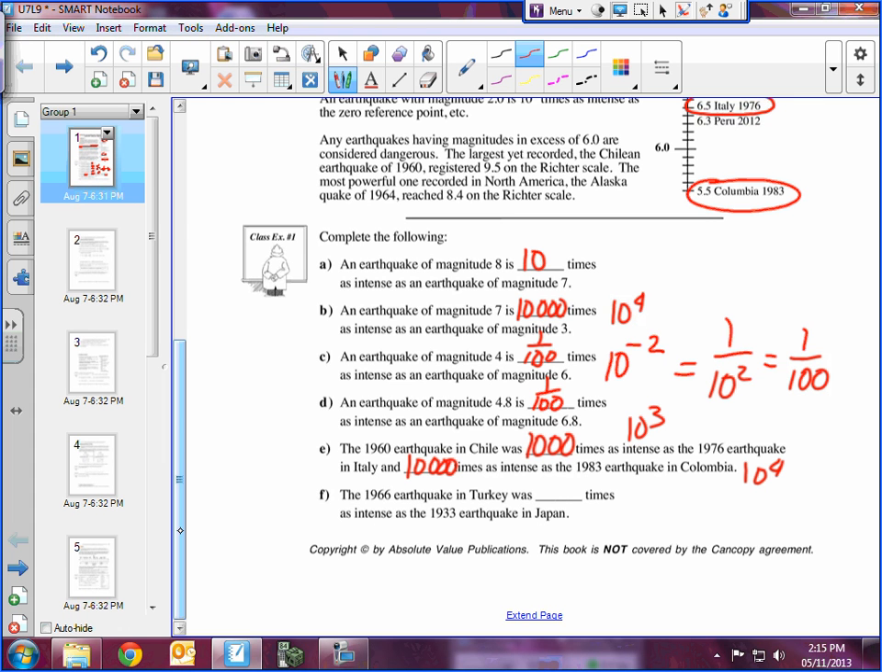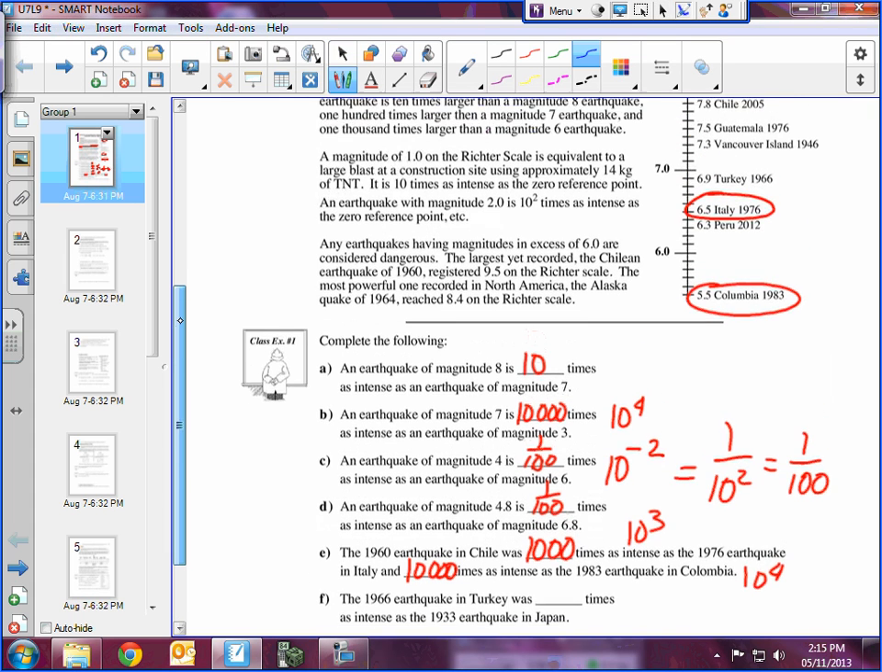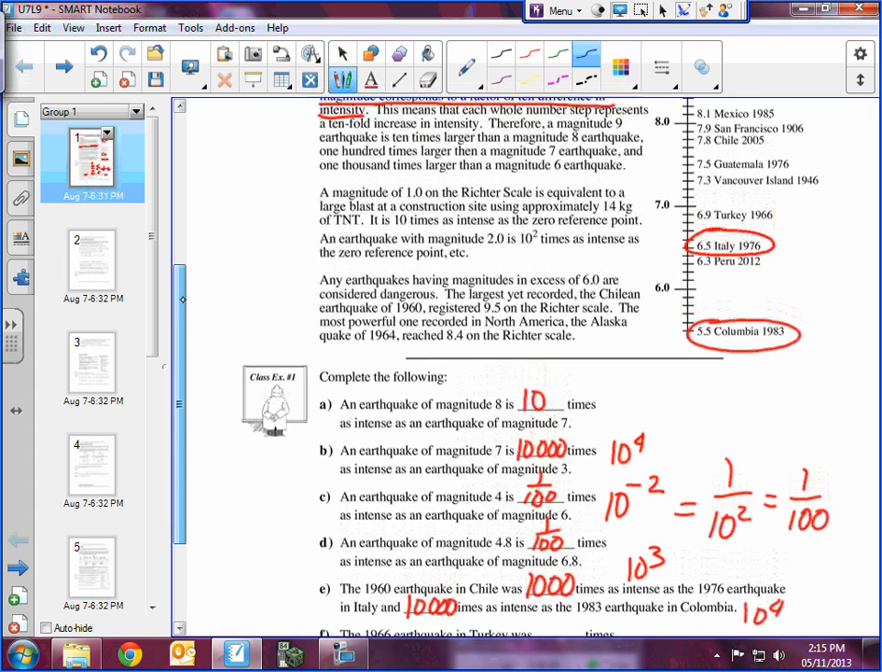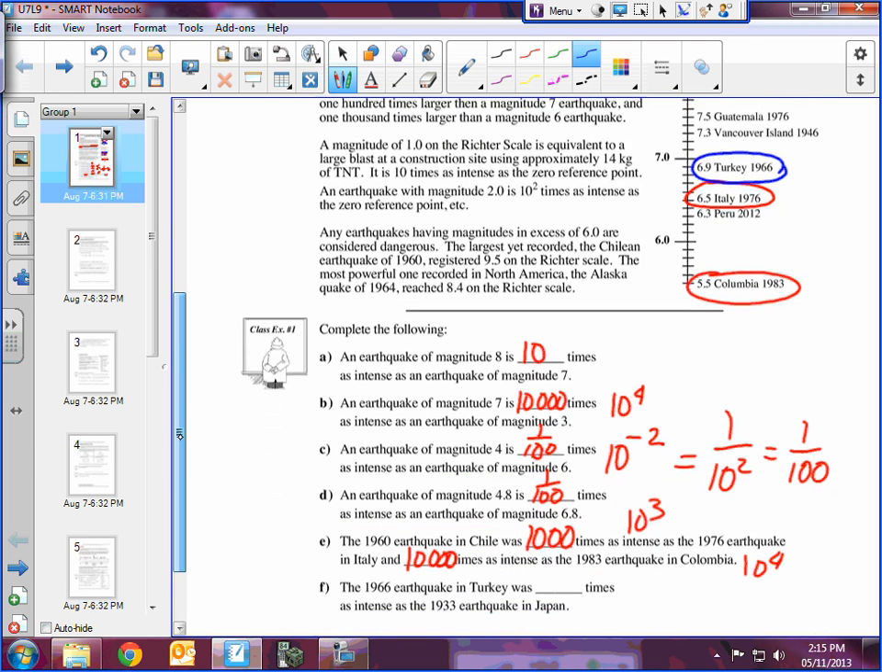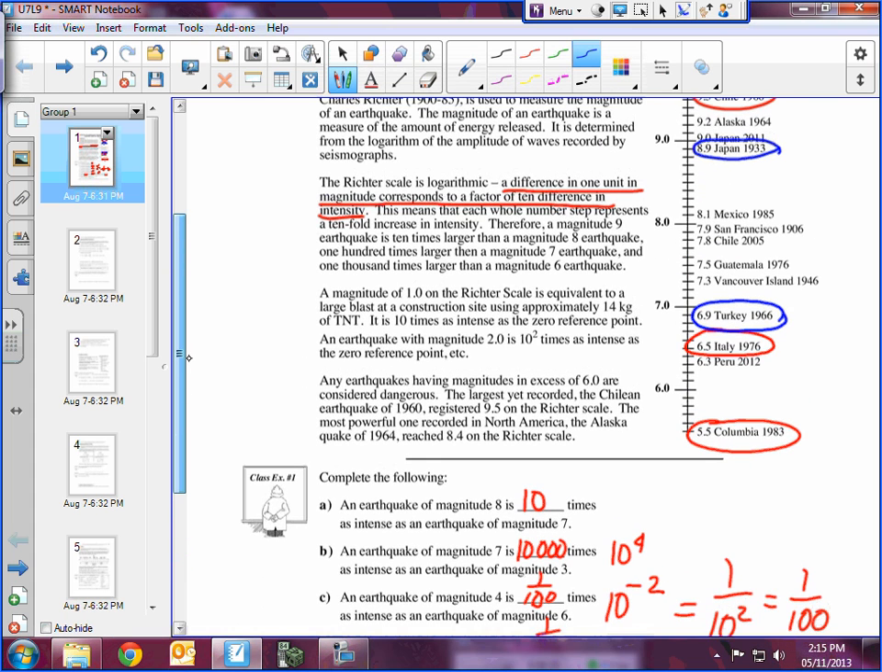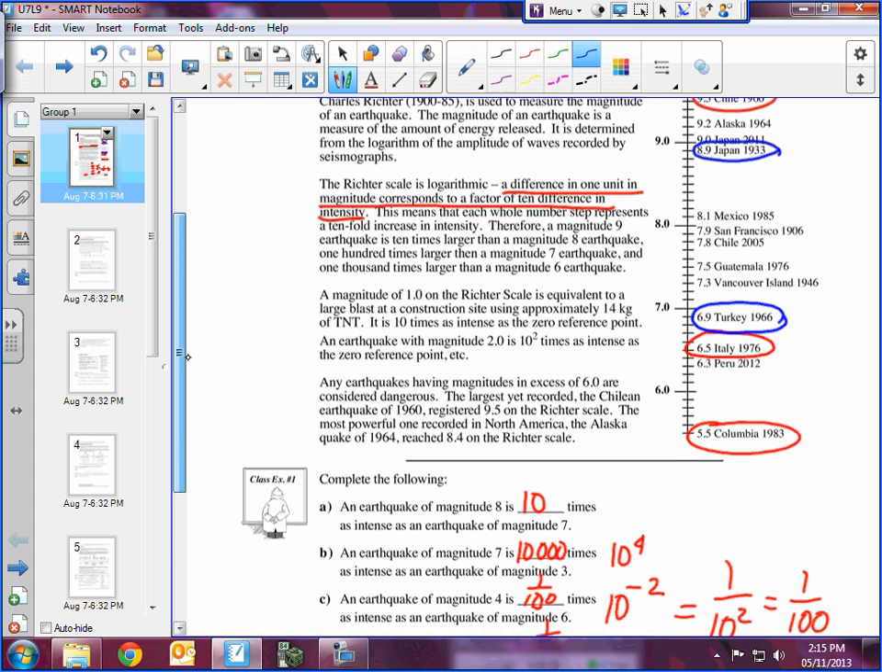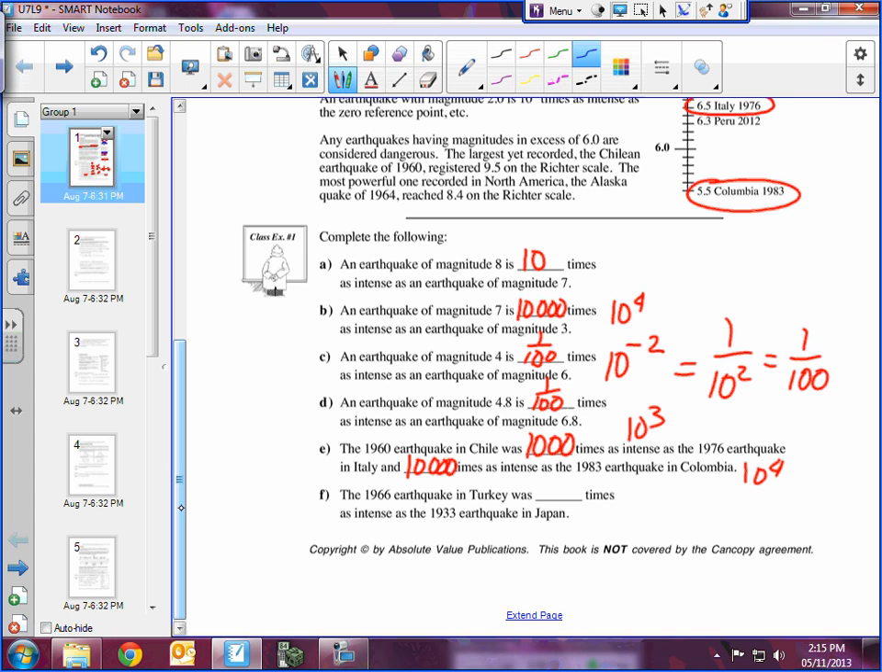The 1966 earthquake in Turkey was how many times as intense as the 1933 earthquake in Japan? We have Japan up here and Turkey down here, so we're going from Turkey to Japan. Will this be a positive or negative exponent? It'll be a negative exponent. So how many place values away? We have 10 to the negative 2, which will be what?